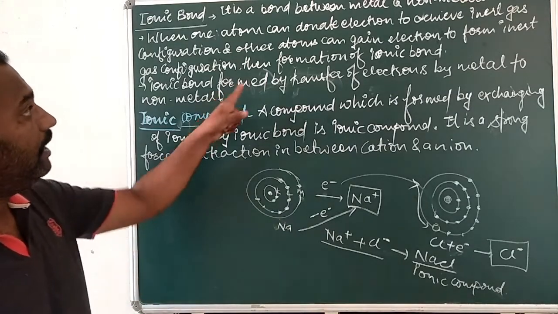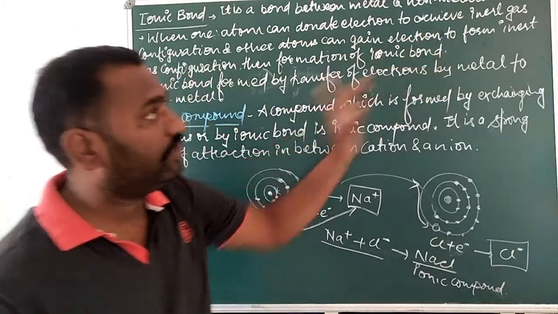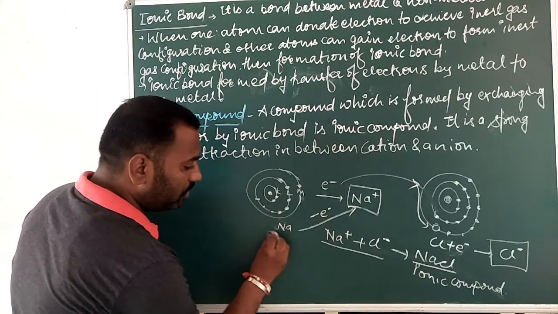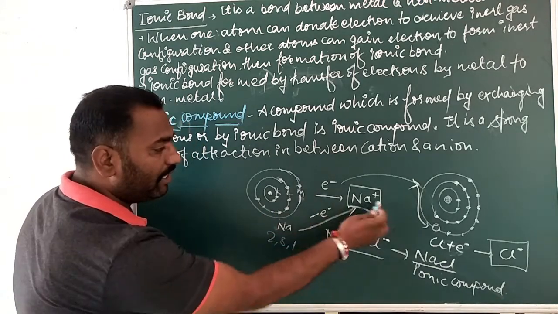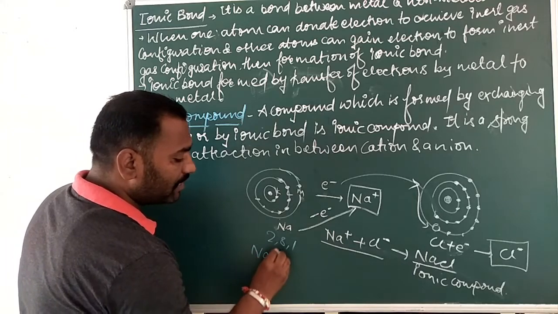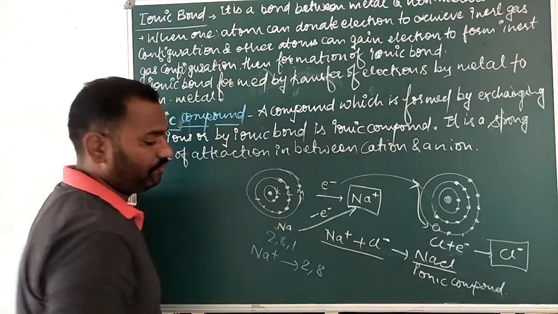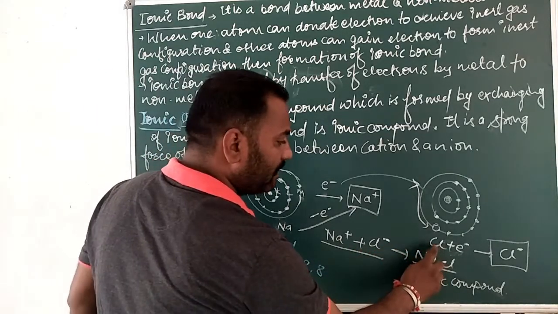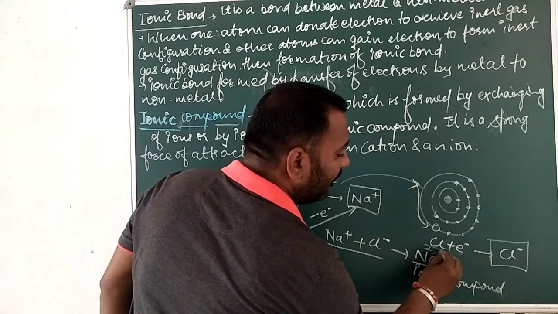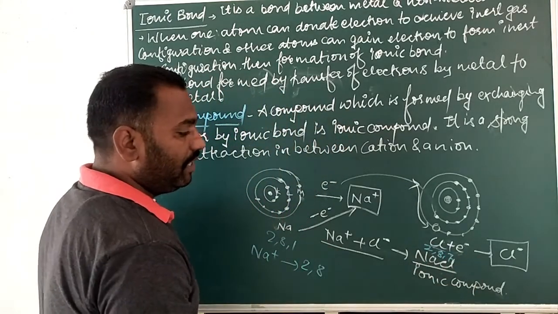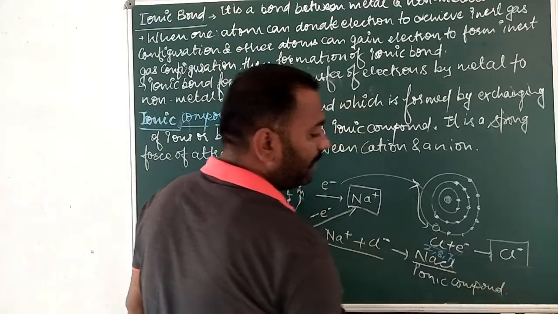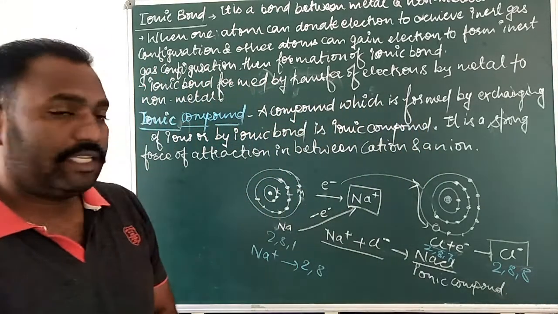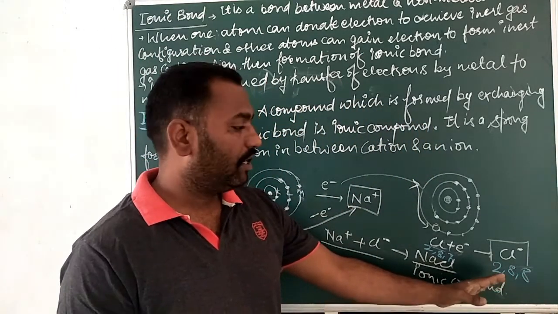Before that, we have to see when one atom can donate electrons to achieve an inert gas configuration. Initially sodium has the 2-8-1 structure, but when it gives up the electron, Na plus has the 2-8 structure. It means it now has the inert gas configuration. Initially Cl has the 2-8-7 structure, but when it converts into Cl minus, it now has 2-8-8 electrons, which is a stable configuration.